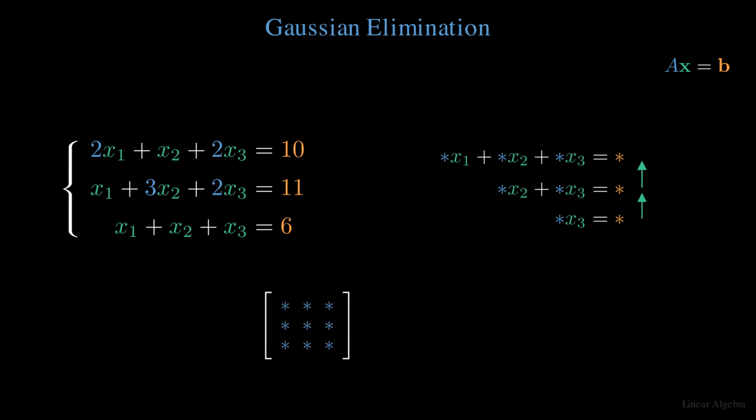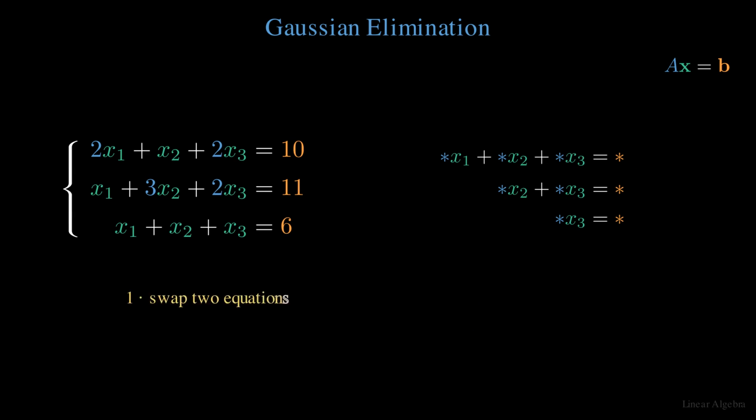Gaussian elimination is exactly this idea. Simplify the system, step by step, until it becomes triangular, zeros below the diagonal. And to get there, we are allowed 3 moves. 3 moves that never change the solutions.